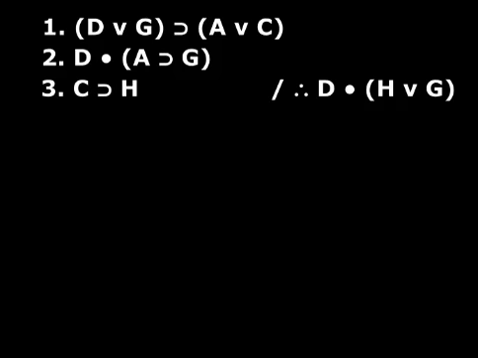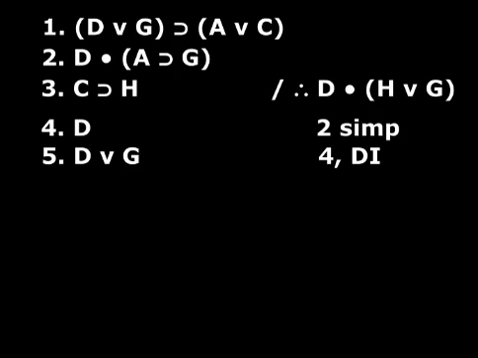Okay, so now I'm just going to go through that forward. First I'm going to simplify D off by itself, both because at the end I'm going to conjoin that with H or G to get the conclusion, but also because right now I'm going to get D or G, and that's by disjunction introduction on 4. Why D or G? Because that's the antecedent I need to do modus ponens to get A or C.